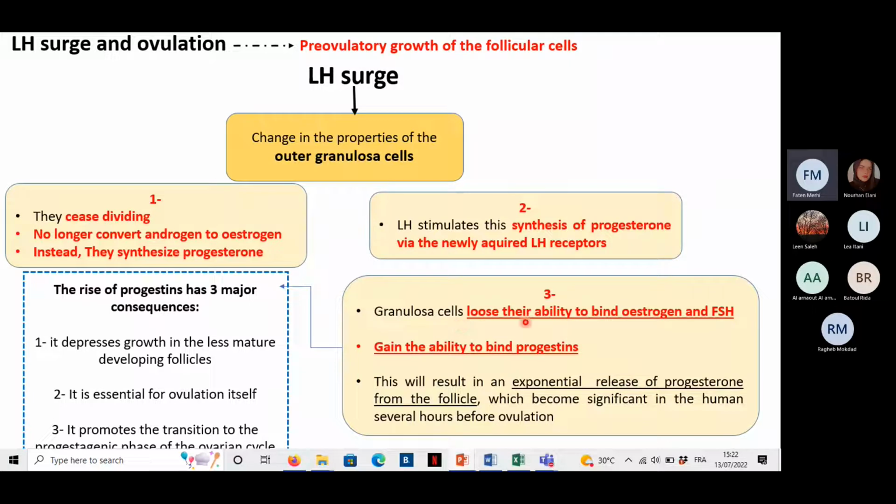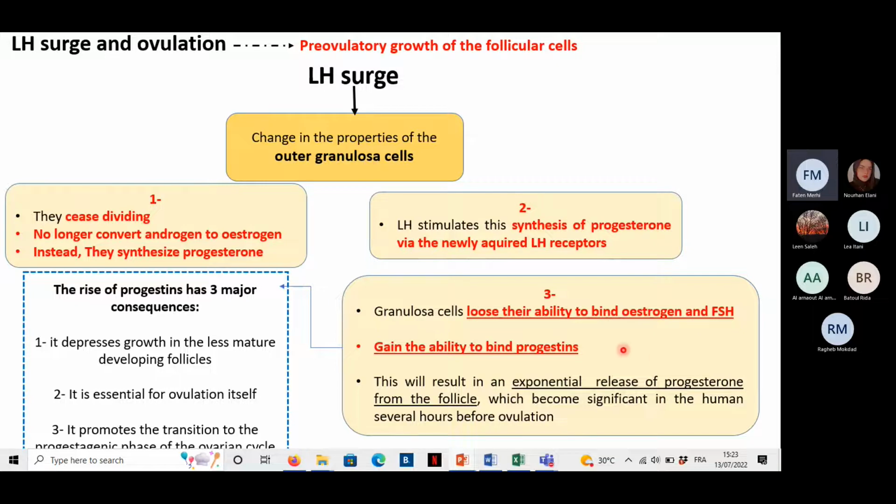The granulosa cells will lose their ability to bind estrogens and FSH, okay? And they will gain the ability to bind progestins, progesterones. So those granulosa cells, due to this LH surge or under the action of LH, will not be able anymore to bind estrogen and FSH. But they will have the ability to bind the progesterone. And this will result, because those granulosa cells are producing progesterone and are expressing progesterone receptors in the cells.